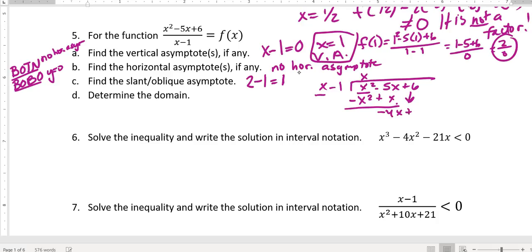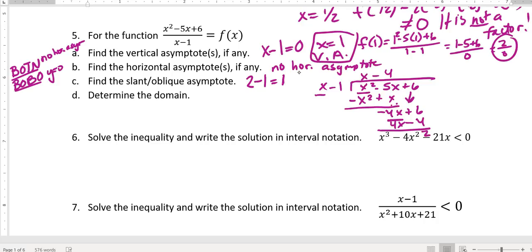Next, I'm going to bring down. And then I do the whole thing again. So x times what will give me negative 4x? That's going to be negative 4. Then I multiply. So negative 4 times x is negative 4x, but I'm going to make it a positive so I can subtract. And then the negative 4 times negative 1 is a positive 4, so I'm going to make it negative. Okay? And then I'm going to subtract. And I'm left with 2.